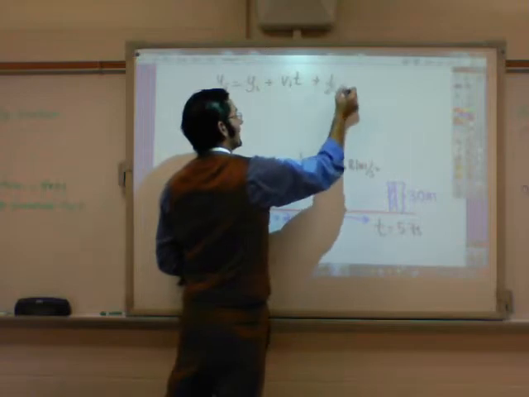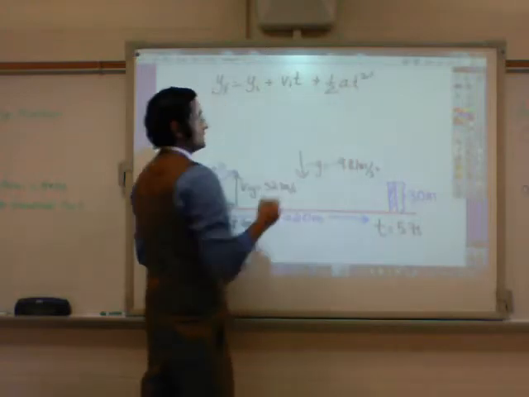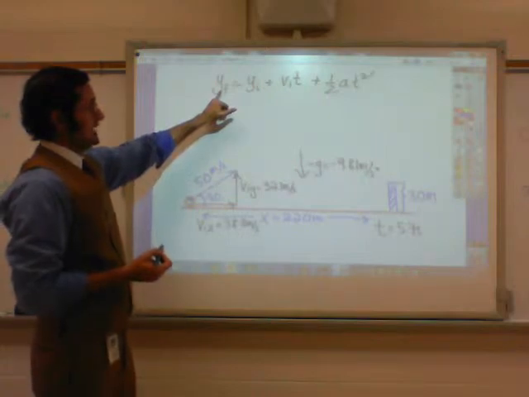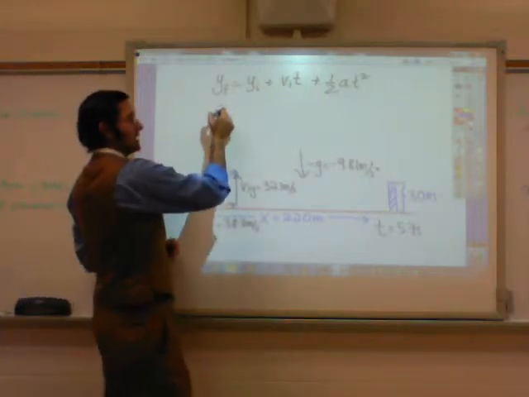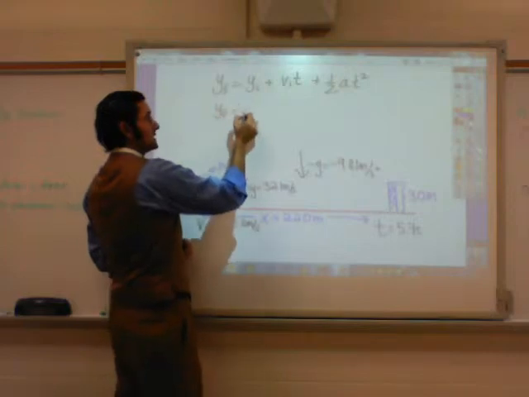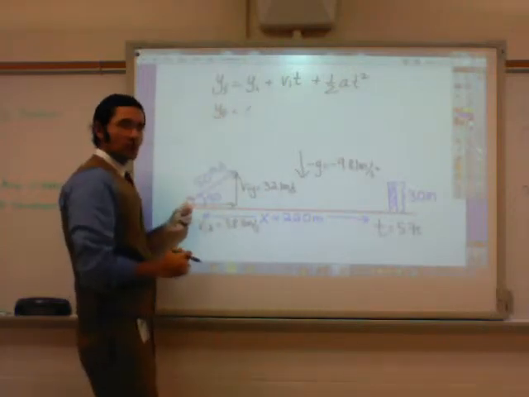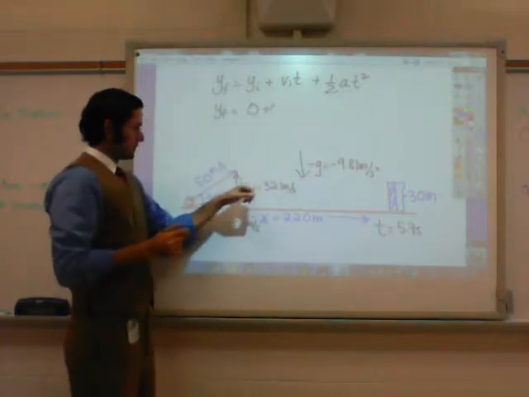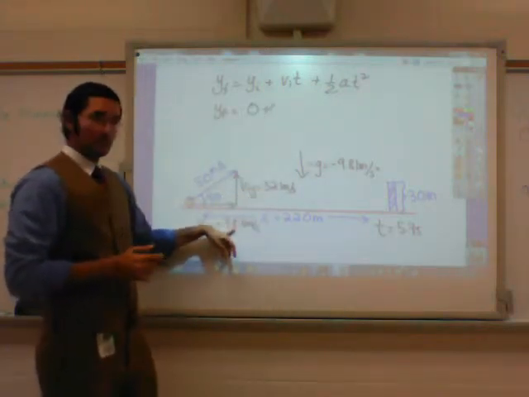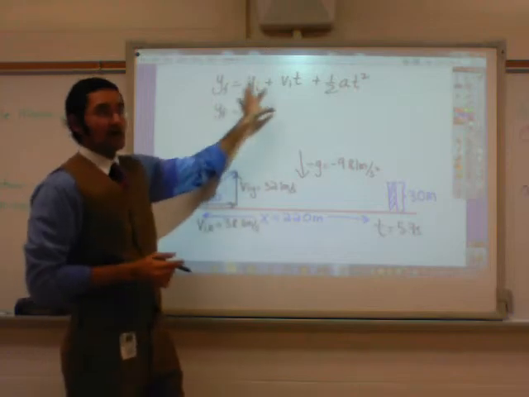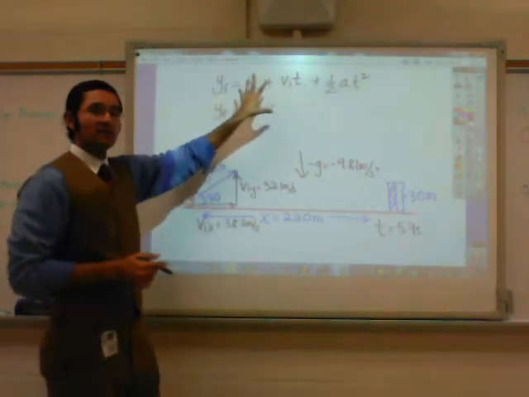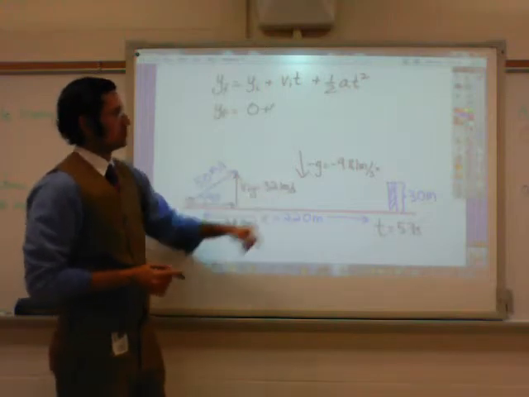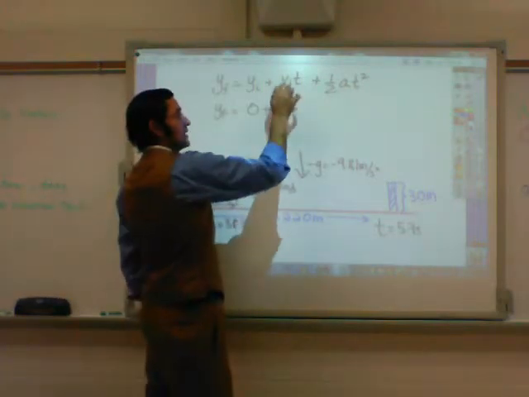plus 1/2 at squared. I'm trying to find out where the ball is located at 5.7 seconds. So I'm trying to find out what the final displacement is. The initial displacement, the ball's on the ground, so I'm going to make that 0. What do I plug in for the initial velocity? Do I plug in 32.1 or do I plug in 38.3? Well, if these are all y variables, I should stick with the y velocities. The initial y velocity, the vertical velocity, is 32.1 meters per second. That'll go in here.